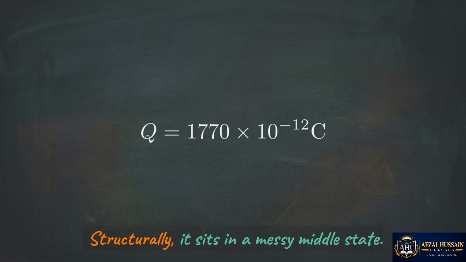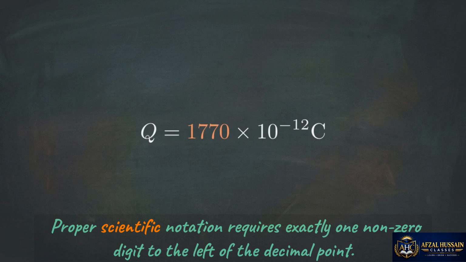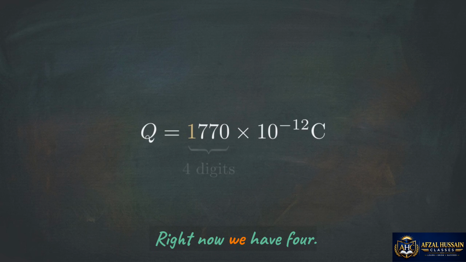Mathematically, this number is accurate. Structurally, it sits in a messy middle state. It violates the rules of standard scientific notation and will lose points on an exam. Proper scientific notation requires exactly one non-zero digit to the left of the decimal point. Right now, we have 4.